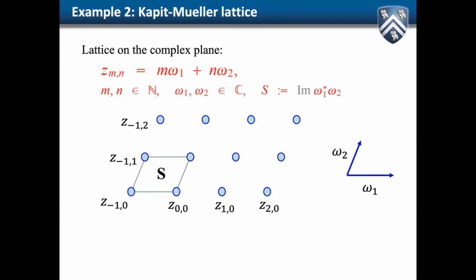I said that each coherent state can be represented as a point in the complex plane. So let's pick some points on the complex plane and assume that these points form a lattice. So here omega 1 and omega 2 are the lattice basis vectors from which we can form a lattice. And just using the example, the unit cell is the parallelogram, and the area of the unit cell is called S.